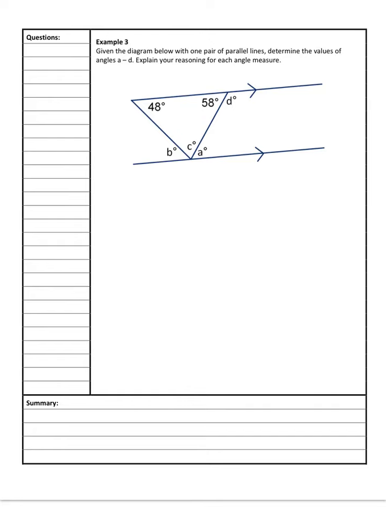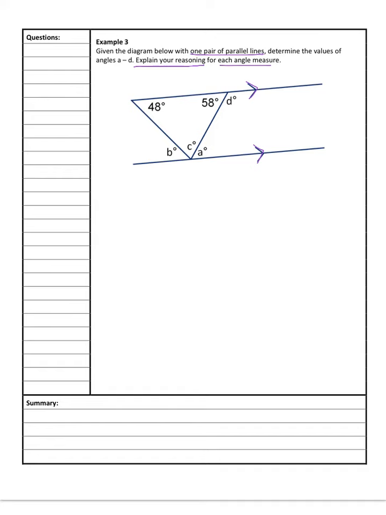Okay, so here we are, one final example, example 3, and it says, given the diagram below with one pair of parallel lines, and again we can see that they're parallel based on these arrows, determine the value of angles A through D, explain your reasoning for each angle measure. So each time we find a missing angle, we have to explain or back up our reasoning.